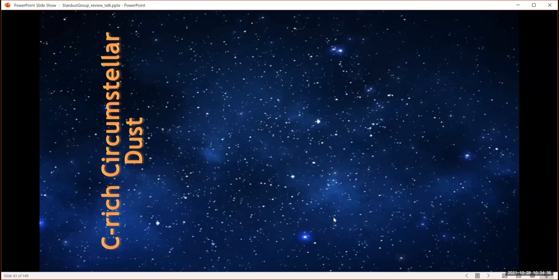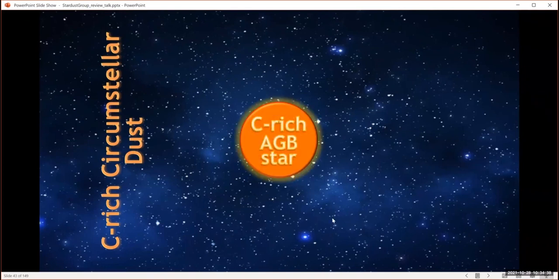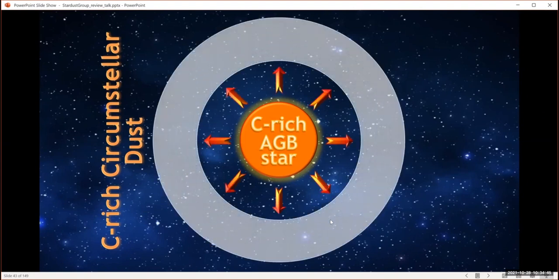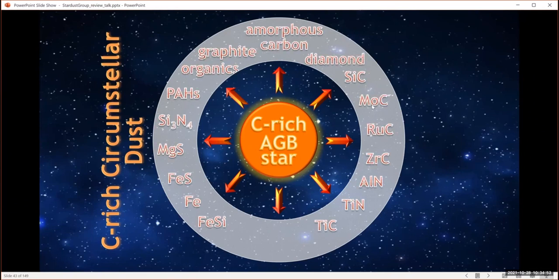So just to show you what a carbon-rich star looks like, here I've got a carbon-rich AGB star. It's pulsating and throwing gas off. The gas is flowing away from the star, and at some distance, dust can form. And this distance depends on what the dust is, but basically a distance where the dust is stable. And the different types of dust that generally form are going to be diamond, amorphous carbon, graphite. So basically different forms of carbon. You're also going to form some polycyclic aromatic hydrocarbons.